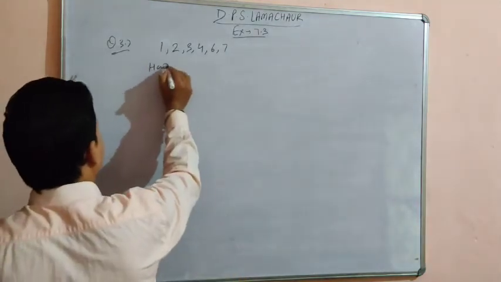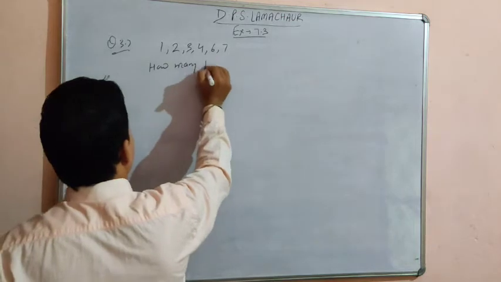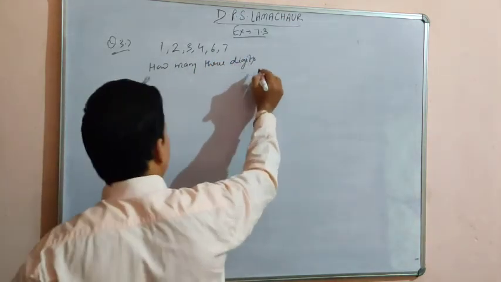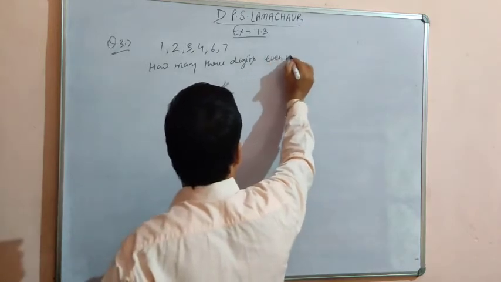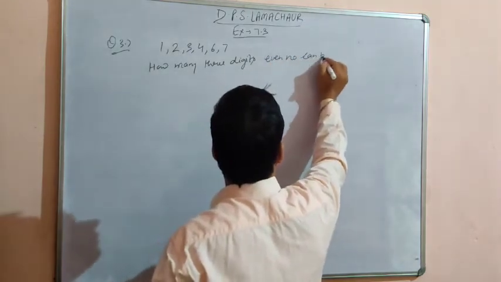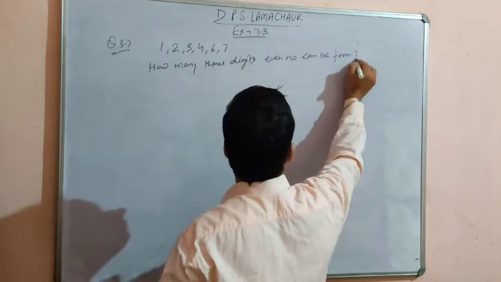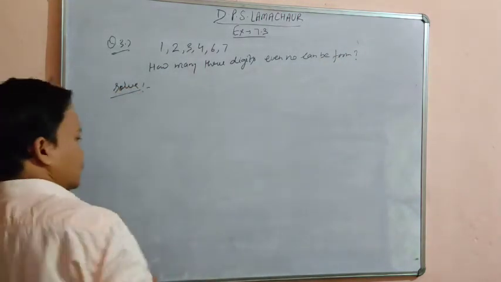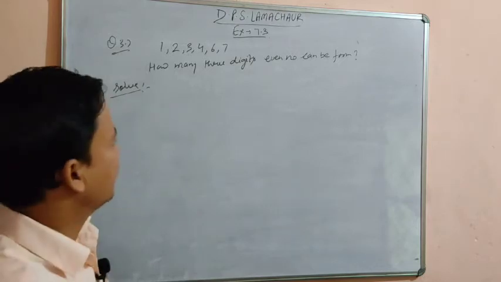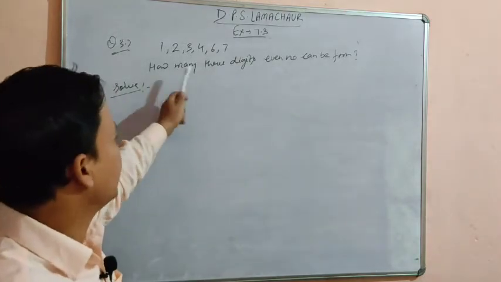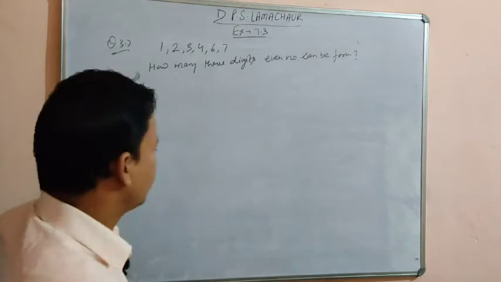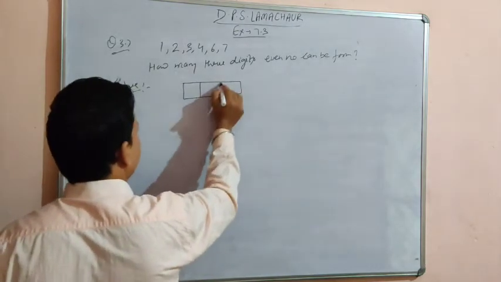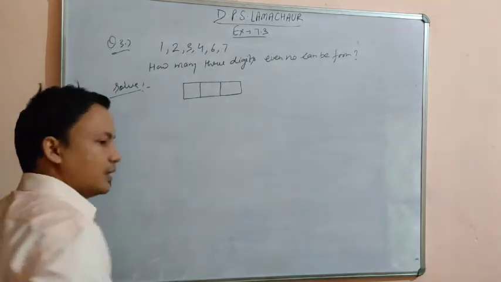How many 3-digit even numbers can be formed? Now I am going to solve this question by the filling the box method. So we have to make a 3-digit even number. So first we will make 3 boxes, 1, 2 and 3, because we have to make 3-digit numbers.